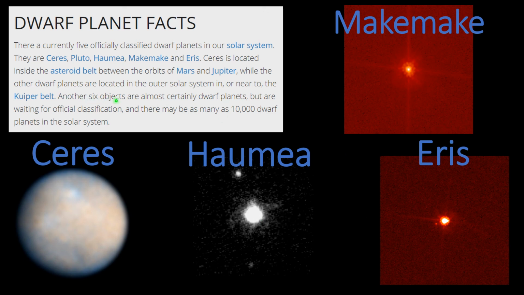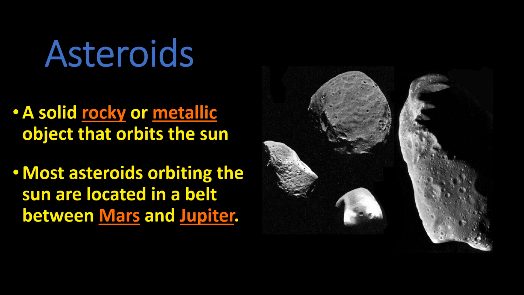Now, another 6 objects are almost certainly dwarf planets that have been discovered, and they're waiting for their official classification. And there may be as many as 10,000 dwarf planets out there, and perhaps even more, all waiting to be classified. Then we get to asteroids.